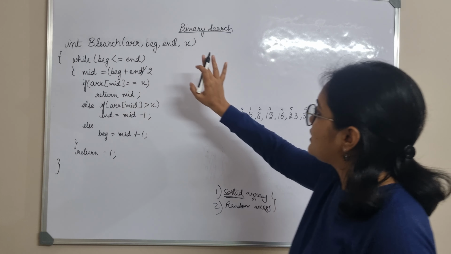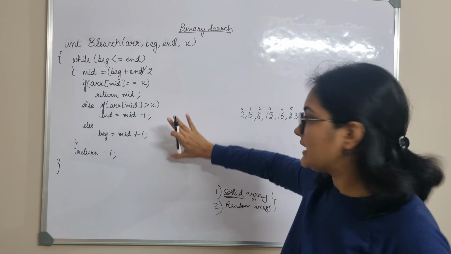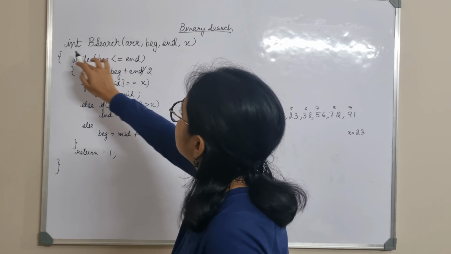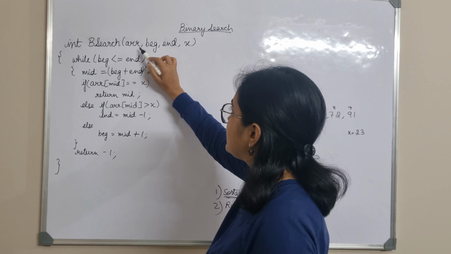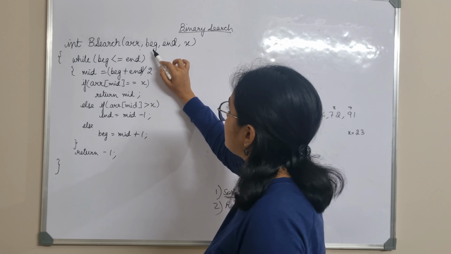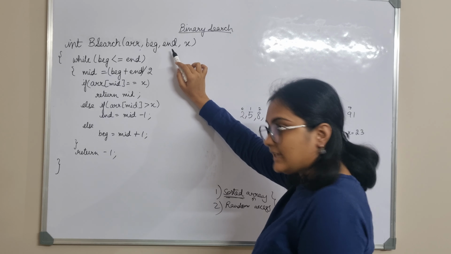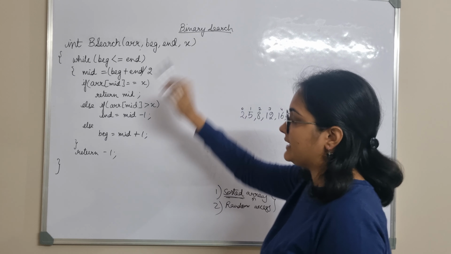So what is the algorithm doing? It is not in any particular programming language. It's just an algorithm, so it's a pseudocode. Int binary search, it is returning an int. We are passing the array, beginning, end, and x. Beginning means the starting index from which you want to search, end is the end index, and x is the element that we want to search for.